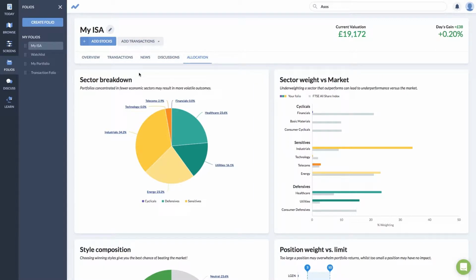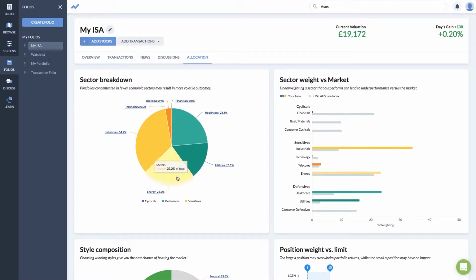We have 10 economic sectors, which are spread across 3 super sectors: cyclicals, defensives, and sensitives. And it's always quite good to have a good spread of sectors in your portfolio. In this portfolio, you can see that it's only in 5 sectors, with a lot in the industrial sector. Because we have 10 sectors, it might be a case that a bit of extra diversification is needed here.